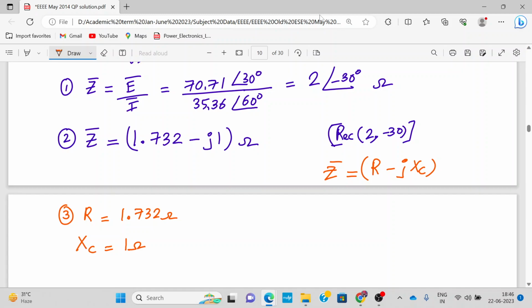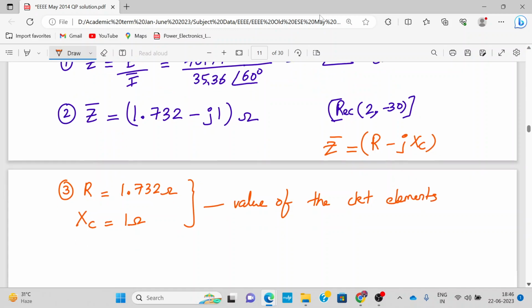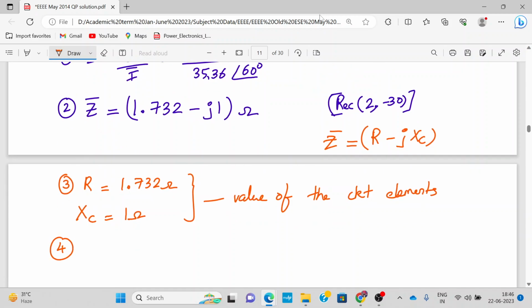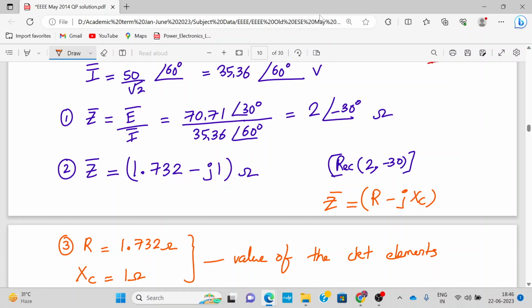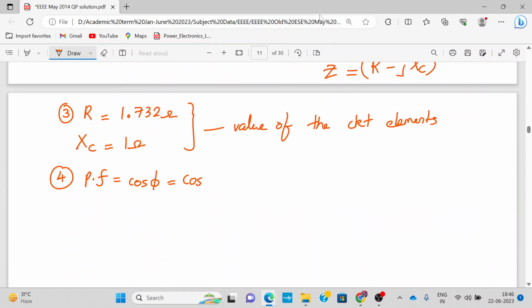You know, the value of the circuit elements. So these are the values of the circuit elements. That is what they were asking. And the fourth one is they are asking us power factor. So power factor is cos phi. Now how much is the phi value over here? Minus 30 degrees. So cos of a negative angle won't make a difference, but cos of 30 degrees is 0.866. Since the angle is negative, the power factor is leading power factor.